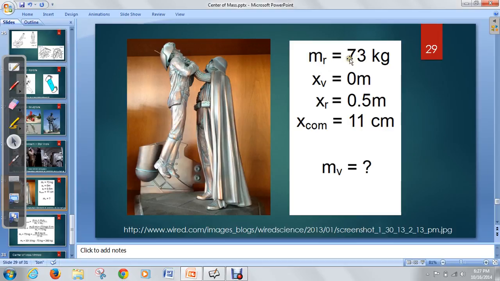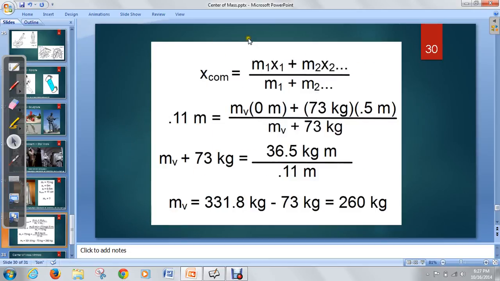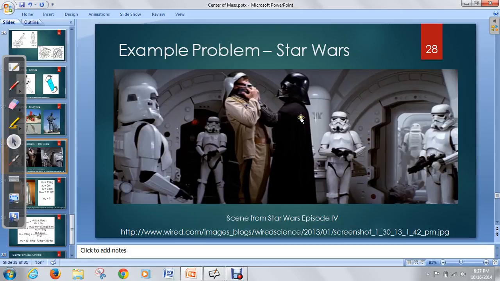The mass of the rebel, let's say he's just a normal guy, is about 150 pounds, so 73 kilograms. If we set up these variables, we can determine the mass of Darth Vader. I don't expect you to do the math, but when you actually do it out, it's kind of funny. It turns out Darth Vader must weigh about 260 kilograms, or more than 500 pounds. So that must mean his suit's pretty heavy. Anyways, that's a fun example of how the center of mass can help us in situations, and we can calculate that out.